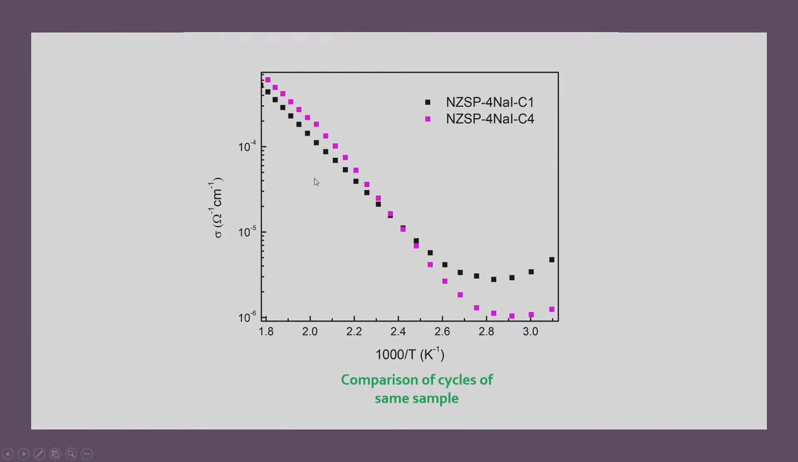We have also presented a sample that undergoes the cycle 3 to 4 times. Here, the black one shows cycle 1 and the purple one shows cycle 4. We can see slightly better conductivity in cycle 4. This can be due to the drying of the silver paste that we applied previously.